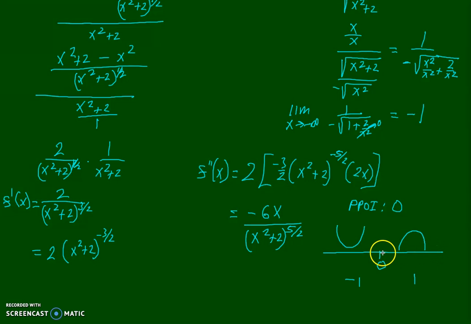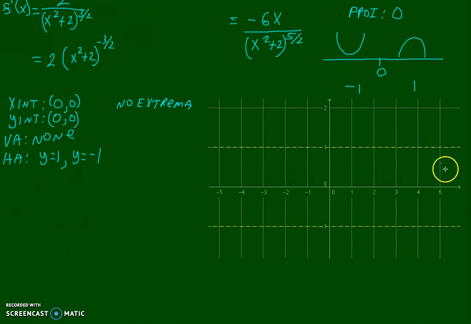And so now let's see if we can put all this together into the graph of a function. So here's our grid. We have a y-intercept at (0, 0) and an x-intercept at (0, 0). So we know that right here is our x and y-intercept. We don't have any extrema. We have no vertical asymptotes, but we have a horizontal asymptote at y equals 1, there's that, and a horizontal asymptote at y equals negative 1.